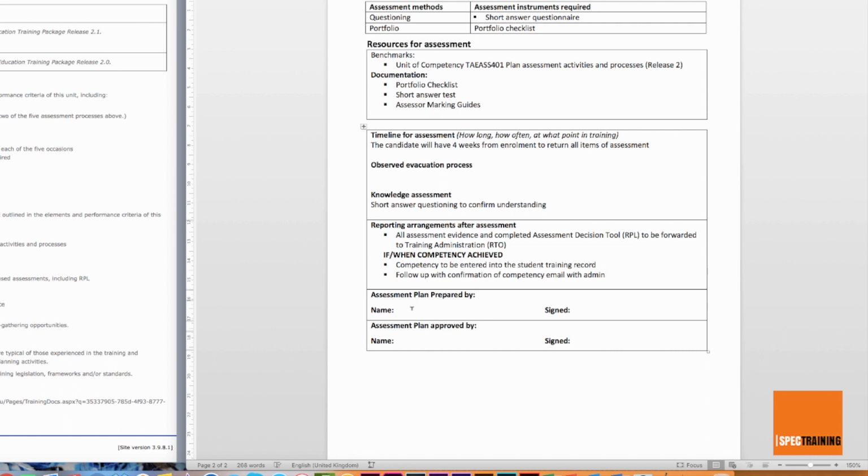Okay. Plans prepared by you, signed by you, approved by your senior assessor and or your RTO manager, and then signed by them.